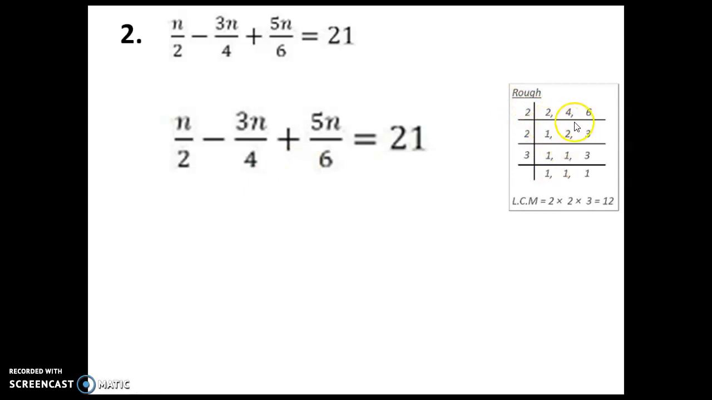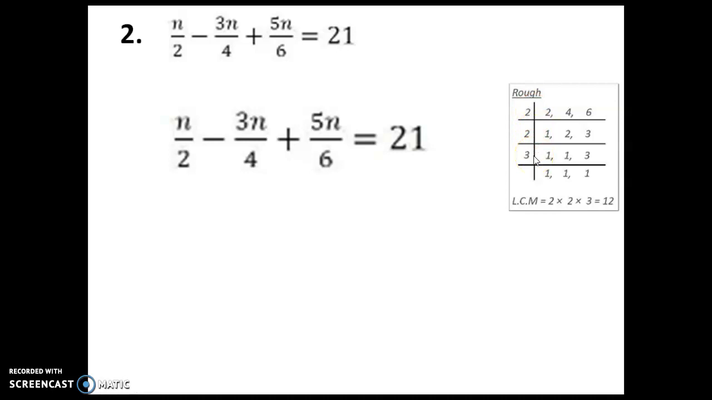Three numbers are there, that's why I have shown in the rough column how to take LCM. So 2, 3, 4, 6. For these numbers, 2 is the common factor. When you divide by 2, it will be 1, 2 and 3. I think you all know how to take LCM, so I'm not explaining much. Then we take 2 again, and if you divide by 2 you get this alone, then again 3. So the LCM is the product of these numbers.